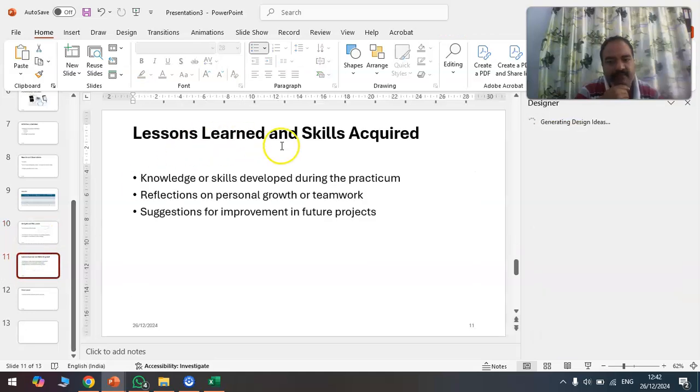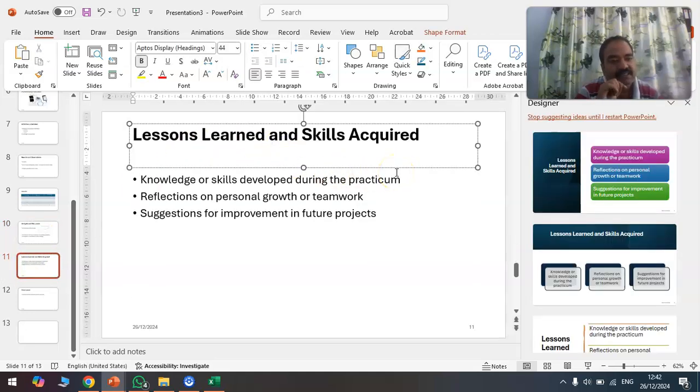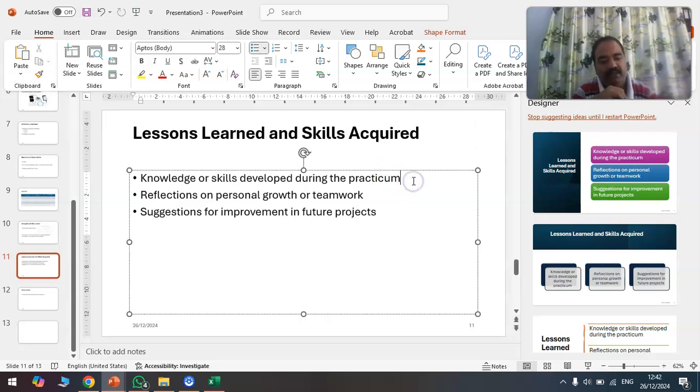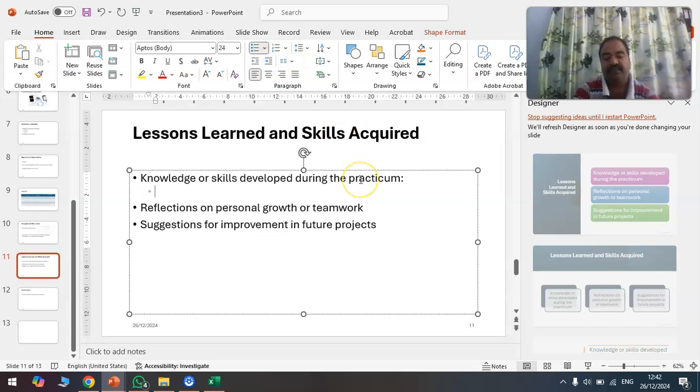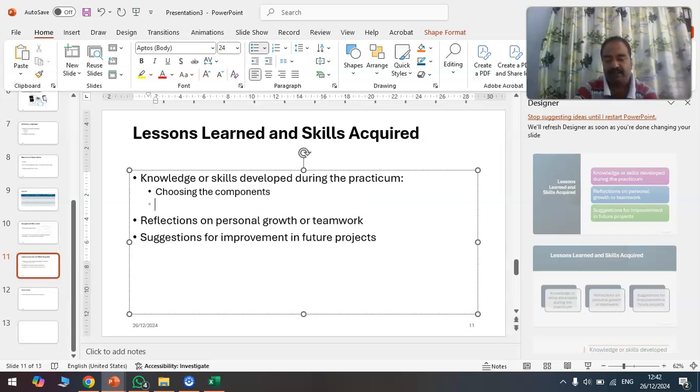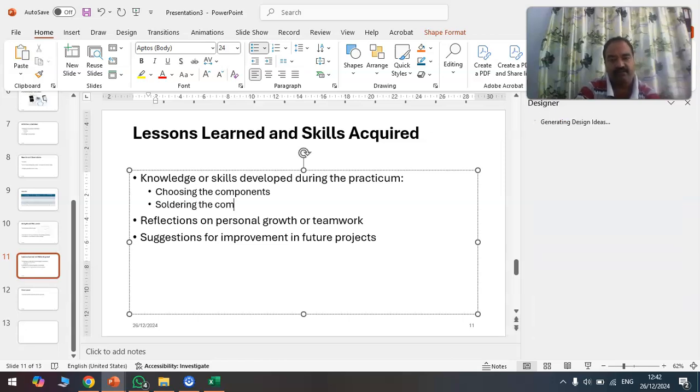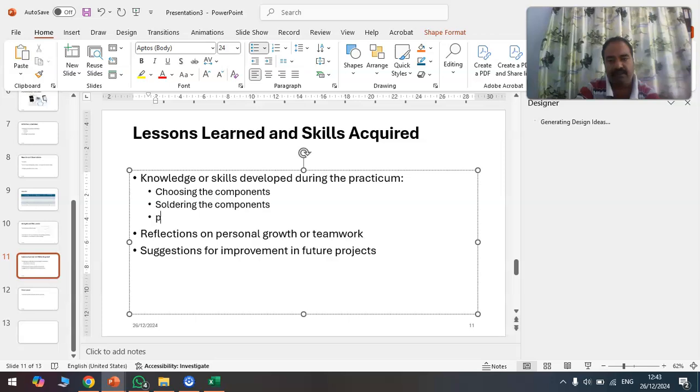slide, this is the most important one. What are the skills which you have obtained? Okay, now in this particular one, one of my students said that he has acquired choosing the components, and he has said that he has understood how to solder the things. He feels that at the BTech first semester level, it is a skill for him, soldering the components and preparing the PCB, printed circuit board. This is the skill which he has developed.